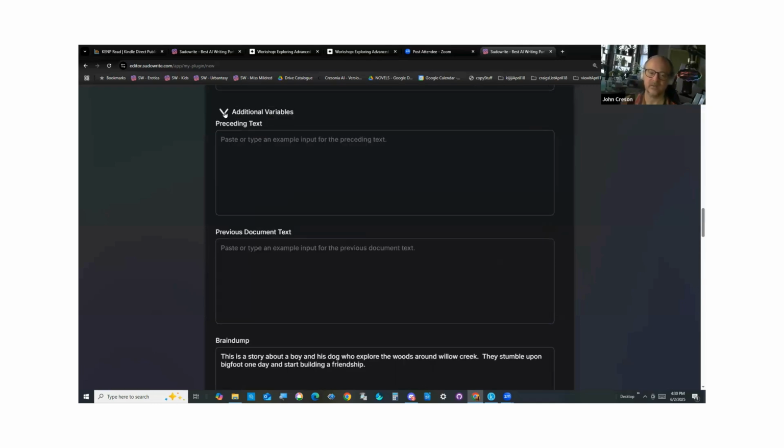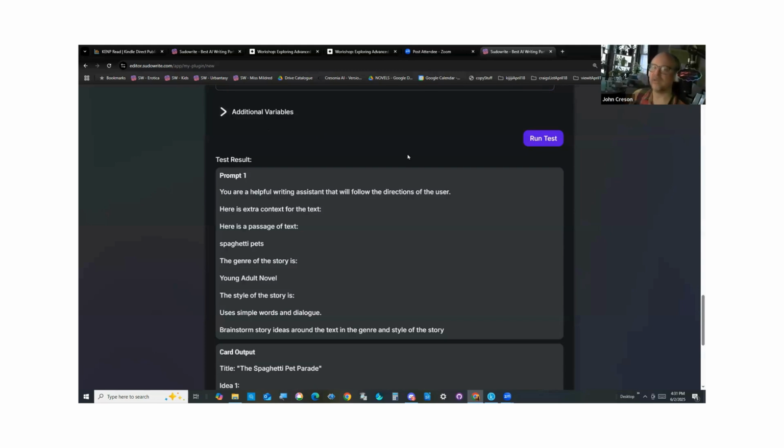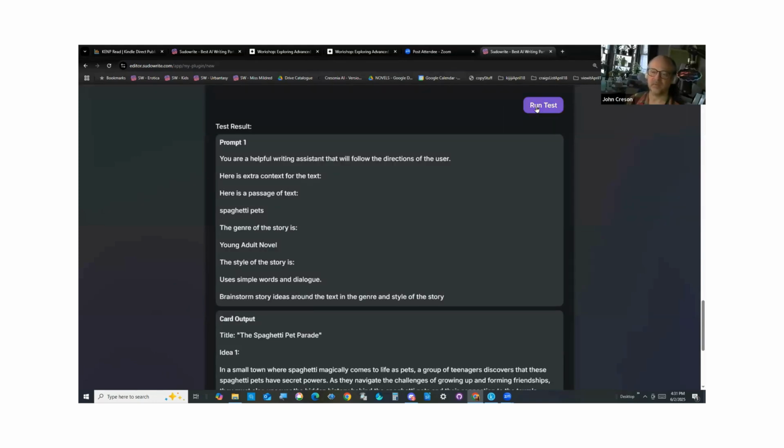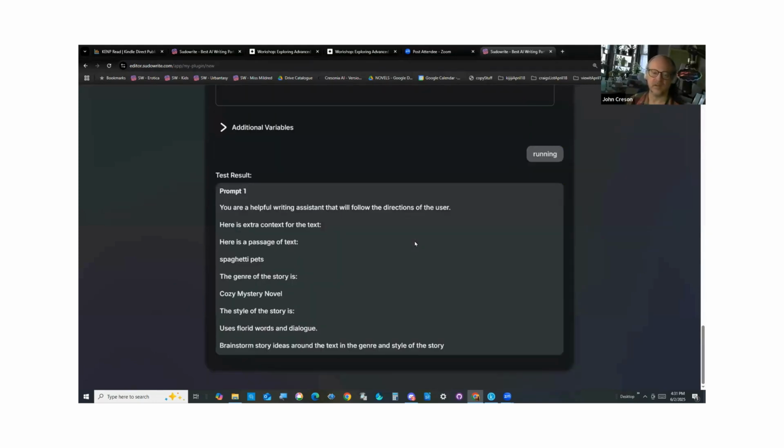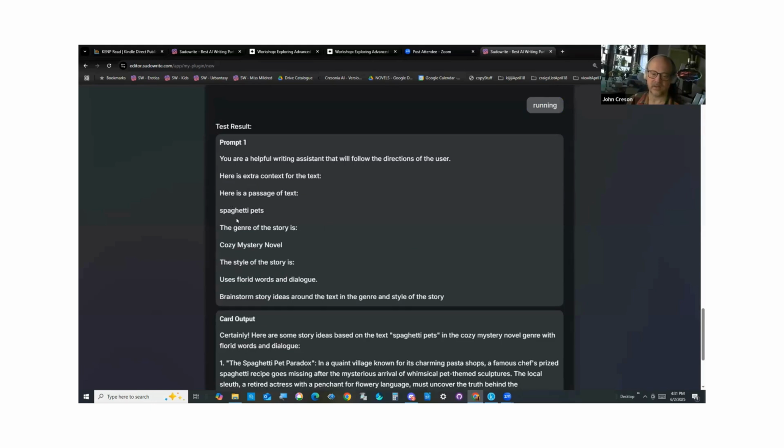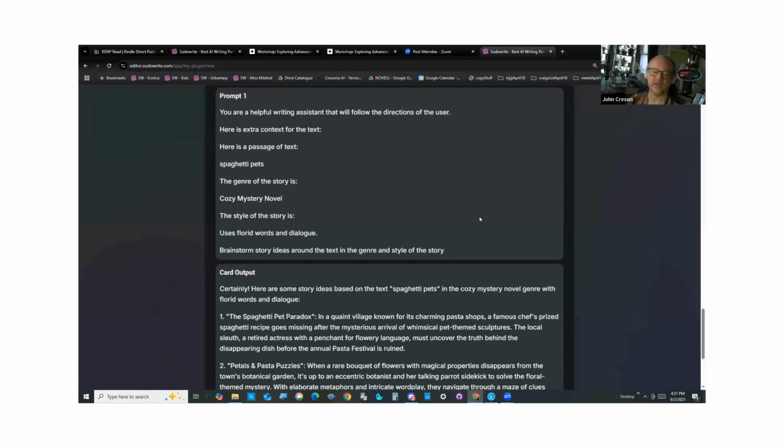It's all about, I don't know. You can read what's underneath the additional variables if you want to know more about what it is. So I'm going to run that test. So here's the passage, spaghetti text, cozy mystery. The style of the story is use florid words and dialogue. Brainstorm story ideas using the text, genre, and style.